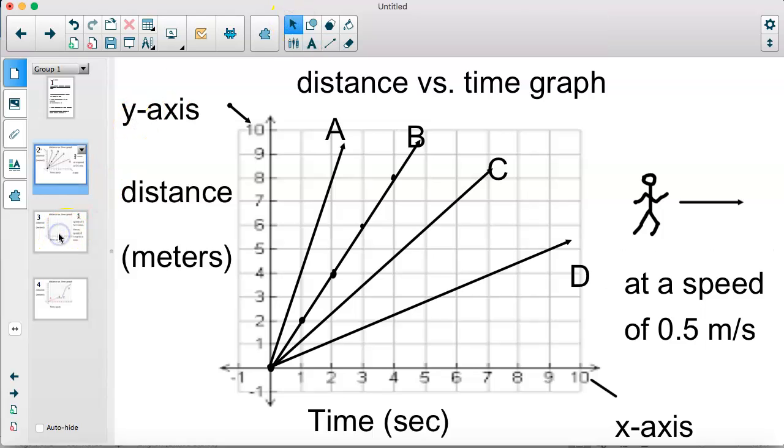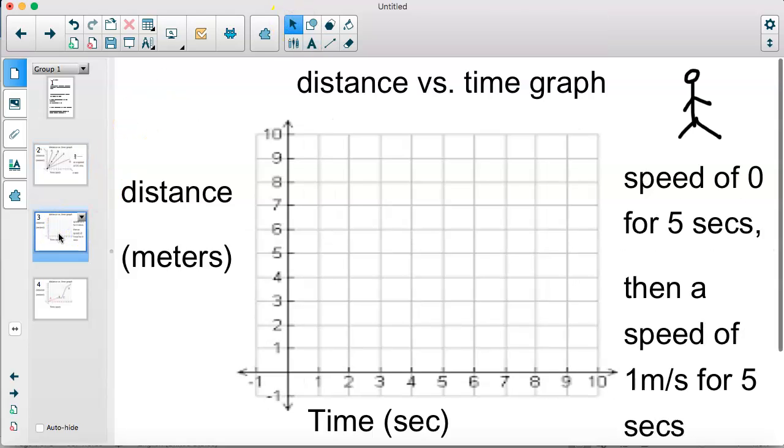All right. So not all graphs are perfectly straight lines. For example, what happens if the speed of a person changes? This can be kind of interesting. Let's say we've got a very tired runner. So for the first 5 seconds of the race, their speed is 0. They're not moving. What do you think that would look like?